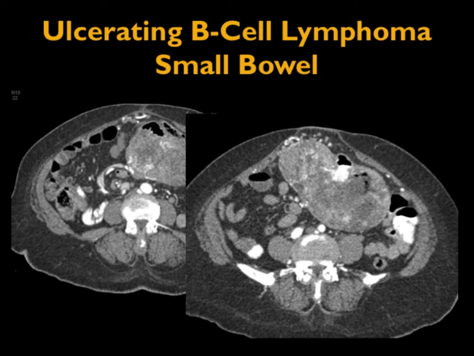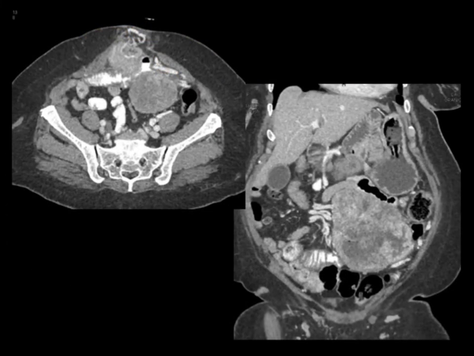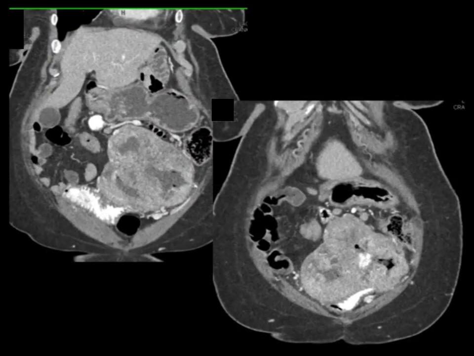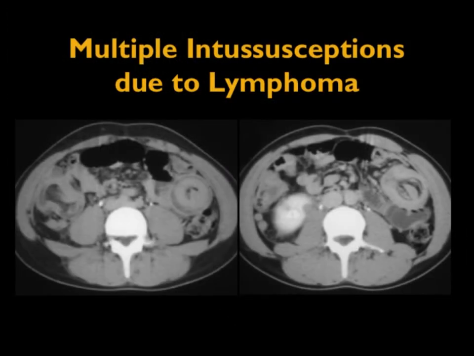B-cell lymphomas can be very large. Look at the lesion in this case. Look at the size of the lesion, the ulcerations. And then as you scan downward, you get a better look. And then you get a good feel of the extent of tumor, the encasement of bowel, the infiltration of bowel, and the ulcerations.